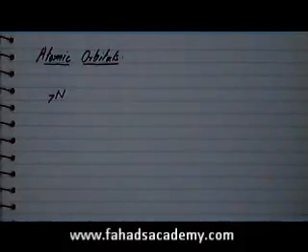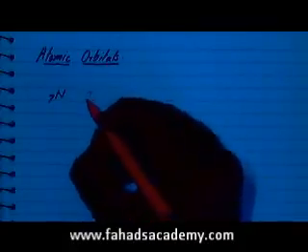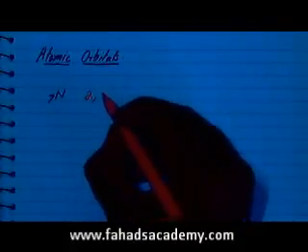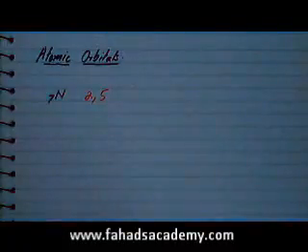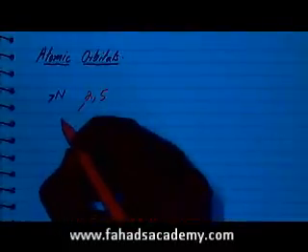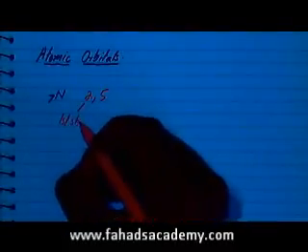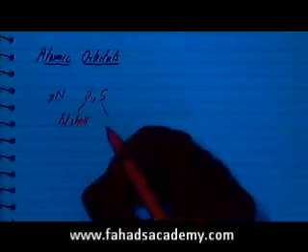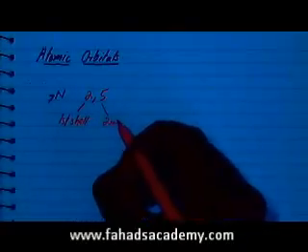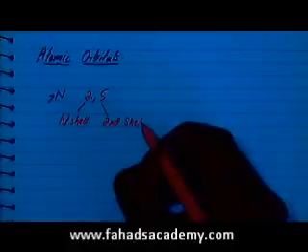Now, if you recall what you did in O levels, you had nitrogen, which had 7 electrons. The electronic configuration for nitrogen was that in the first shell there were 2 electrons, and in the second shell there were 5 electrons. So you had 2 electrons in the first shell and 5 in the second shell.